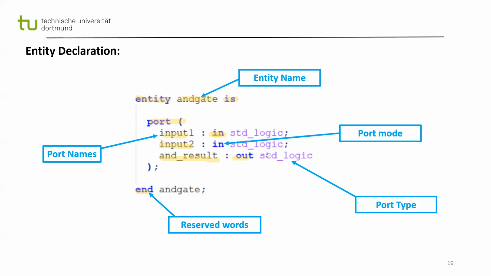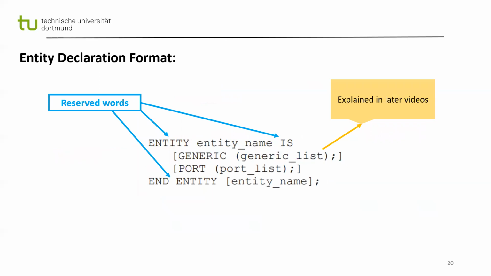Moreover, we have a port type for each of our port names. And finally, we end the entity declaration by using the reserved word end followed by the entity name. This is the basic entity declaration format where the most important components are listed. We have the entity, followed by the entity name, followed by the reserved word is. We also have the port, and we end the entity by using the keywords end entity followed by the entity name, or you can also use end followed by the entity name without using the keyword entity.